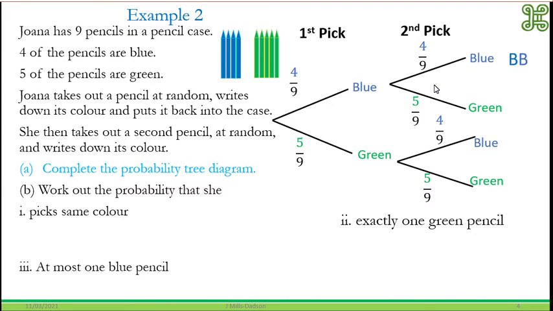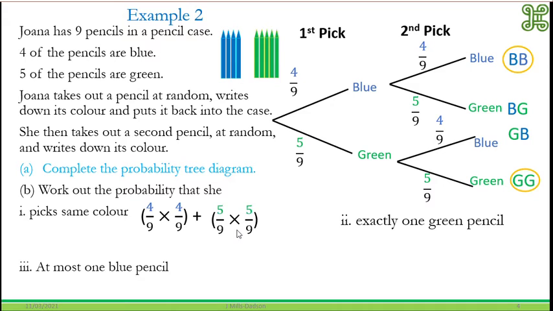Let's label our branches. So this is the labeling. Pick the same color. Okay, we have blue and blue and green and green. So these are the two options. Work each out. Blue and blue is 4/9 times 4/9. Green and green is 5/9 times 5/9. That gives us 41/81.